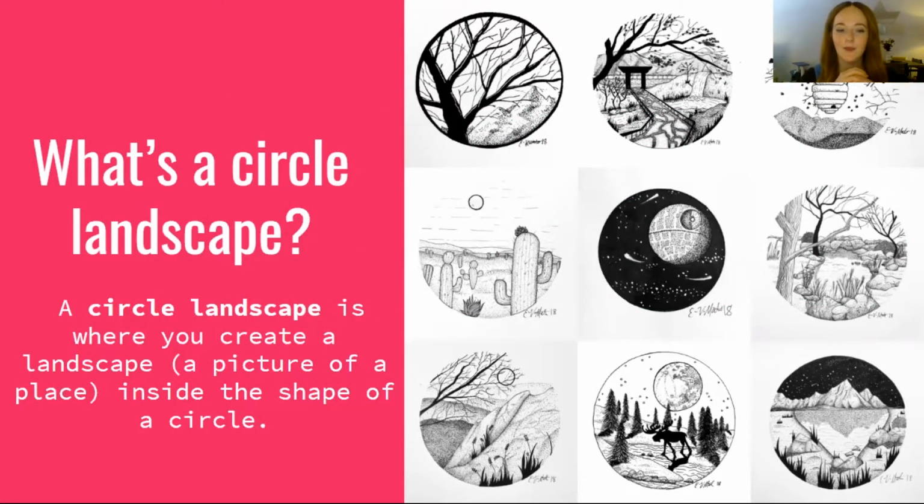A circle landscape is where you create a landscape. So that's a picture of a place, right? That's usually a physical place like the horizon or a cityscape, or something from nature inside the shape of a circle. So you guys who maybe do things like Pinterest or other things like that may have noticed that this is a really big art trend.